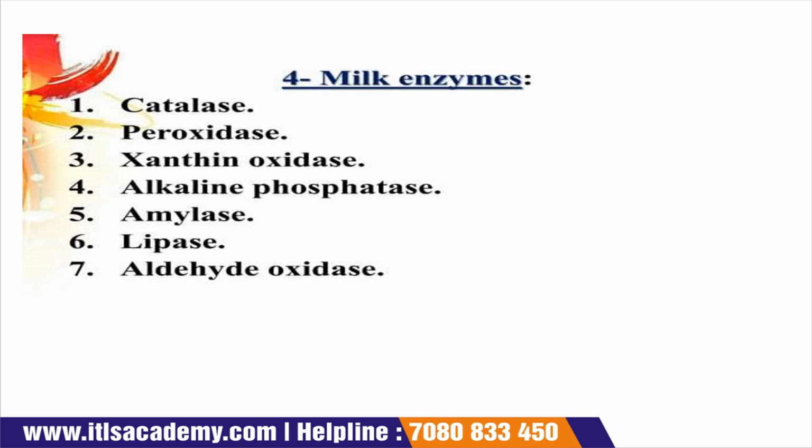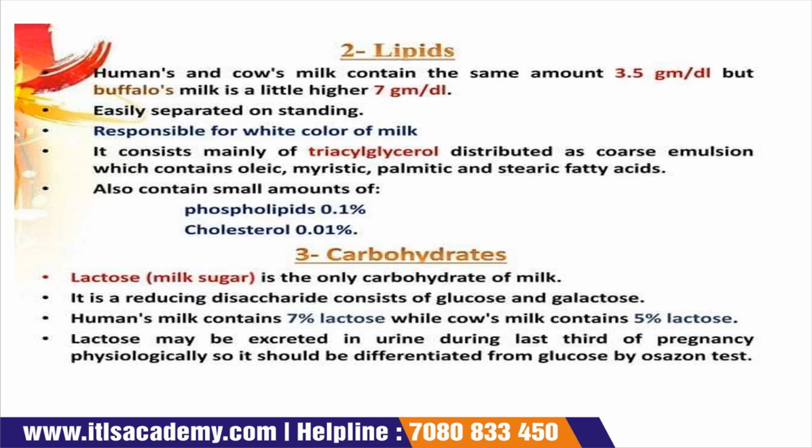Okay, the last protein of the milk is milk enzyme, that is your catalase, peroxidase, xanthine oxidase, alkaline phosphatase, amylase, lipase, and aldehyde oxidase. Now we are going to discuss the lipids. Lipids come under the category of the milk fat. If we talk about the lipid content in cow milk, then it is around 3.5 gram per dl, and if we talk about buffalo milk, then it is higher than cow milk. It will contain 7 gram per dl.